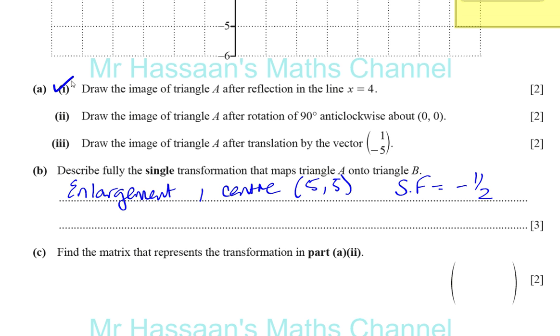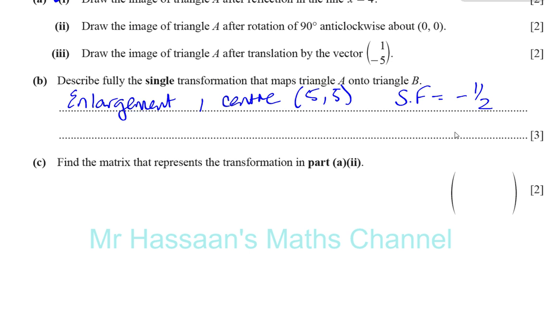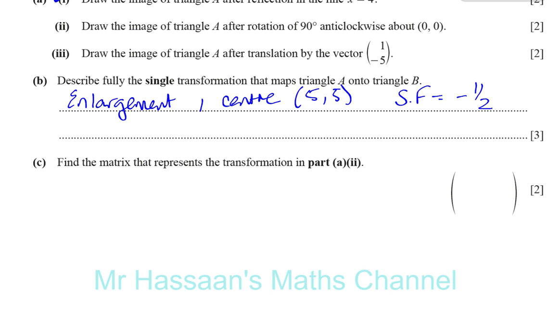Now, find the matrix that represents the transformation in part A2. A2, they described for us already as the image of the triangle A after a rotation of 90 degrees anti-clockwise about the origin. So we don't even need to look at the diagram for this. We can just come up with it ourselves.